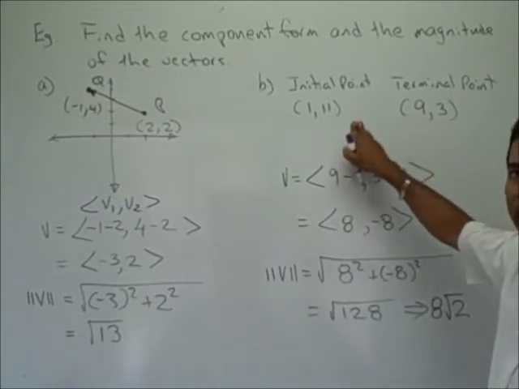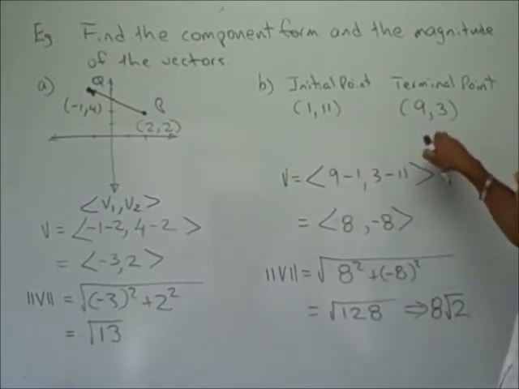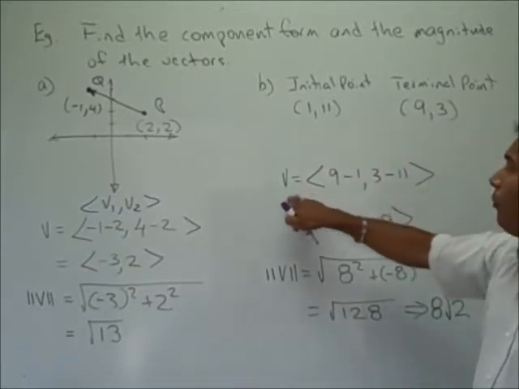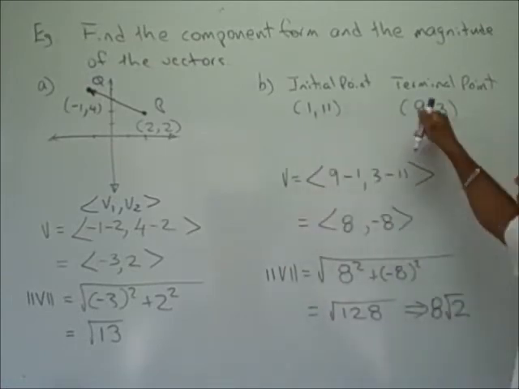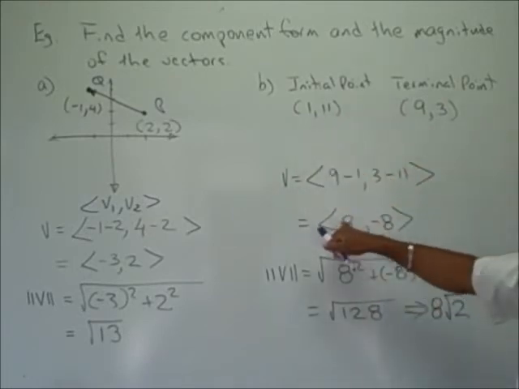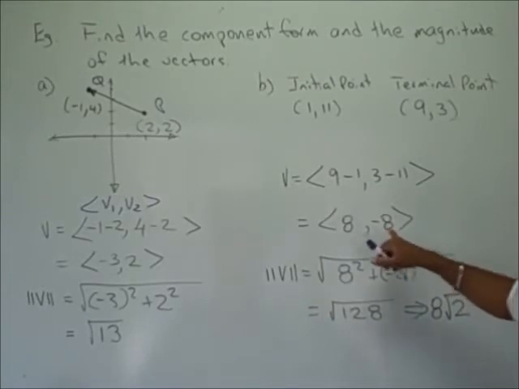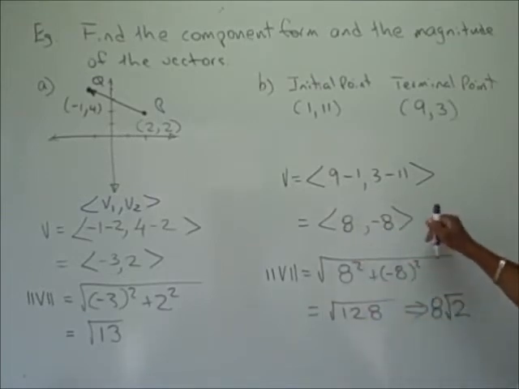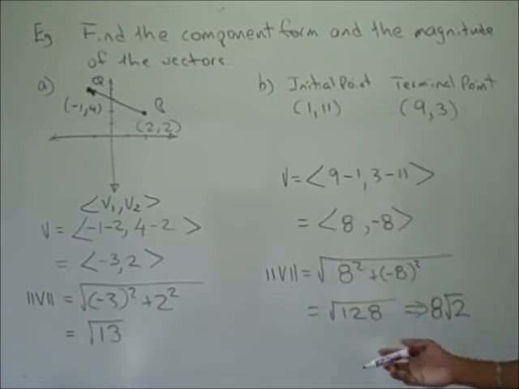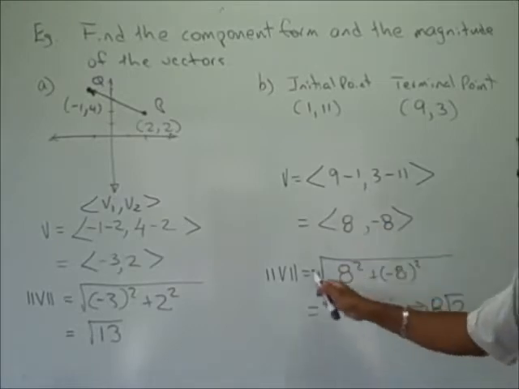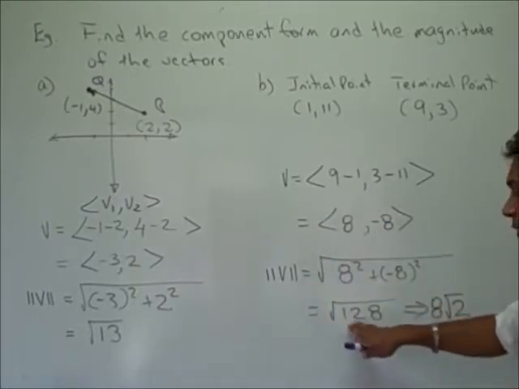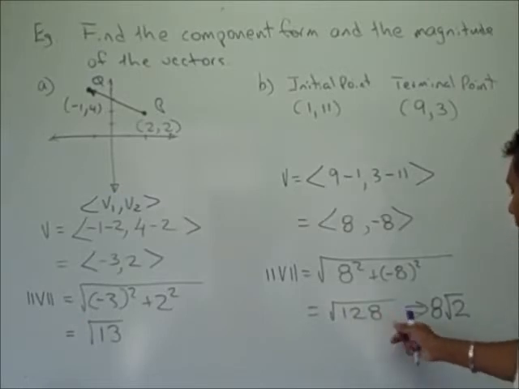Here we're told that our initial side is (1, 11), and that our terminal side is the point (9, 3). So to find our component form, it would be Q1 minus P1 and Q2 minus P2. So here we have 9 minus 1, which is 8, and 3 minus 11, which is -8. So here we have the component form of this vector. Now to find the magnitude, it would be V1 squared plus V2 squared, and we find the square root of all that, which comes out to be the square root of 128. When we simplify this radical, we get 8 radical 2.